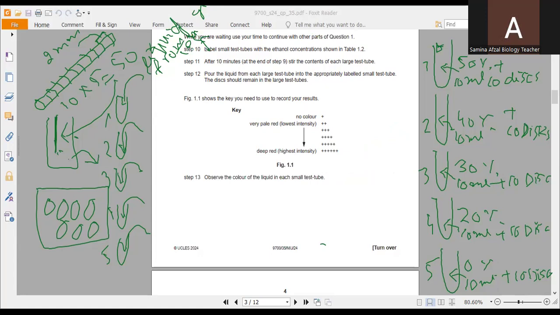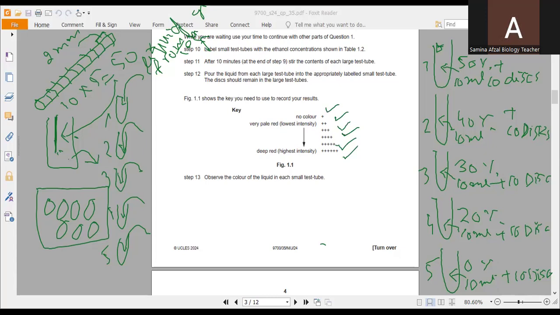Yes. This shows the keys you need to use to record your results. If there is no color, 1 plus sign will be used. If very pale red color, 2 plus signs, then 3 plus signs. As the color is increasing, the plus signs are also increasing. When there is no color, only 1 small plus sign is there.